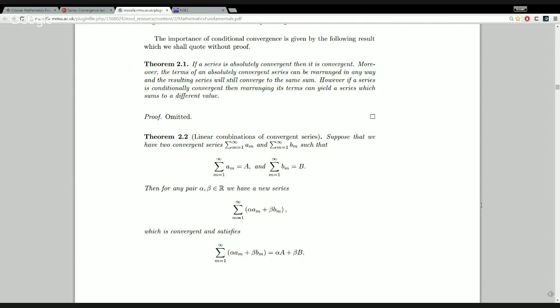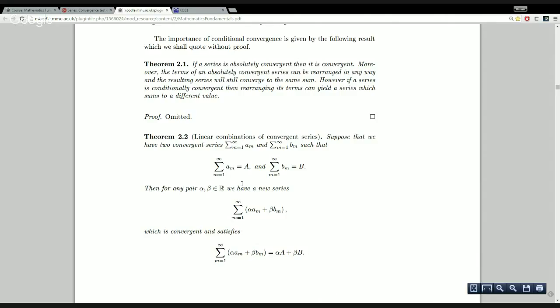Okay, hi. So we're going to continue looking at convergence tests. Just very quickly recap what we did yesterday. Yesterday, we started off by proving theorem 2.2, which was a nice property of convergence for series.